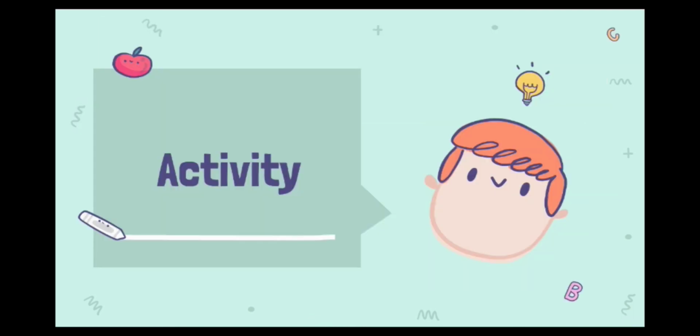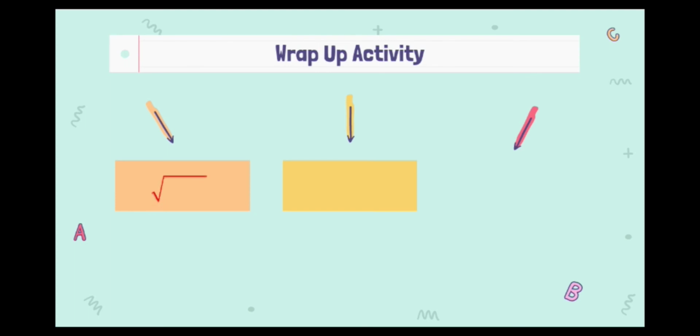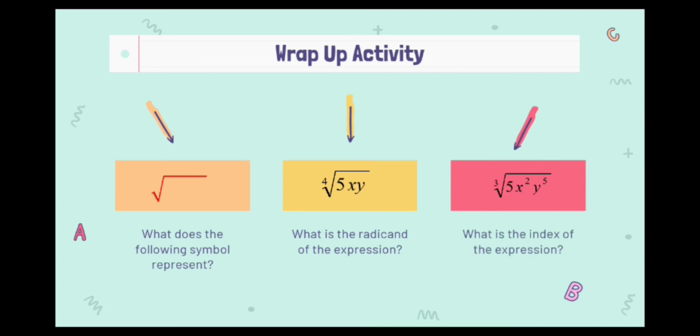We have an activity. Look at this symbol. What does the following symbol represent? And look at this expression. What is the radicand of the expression? Also look at this expression. What is the index of the expression?